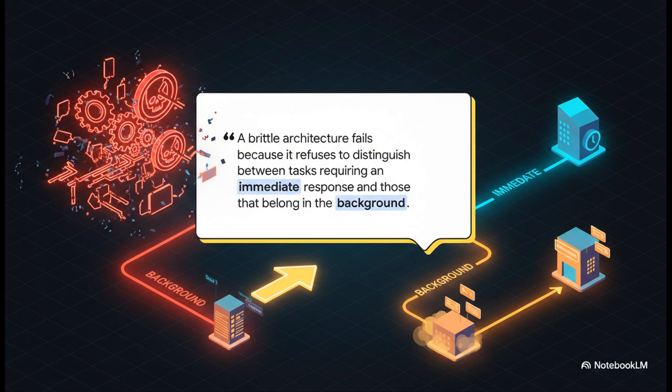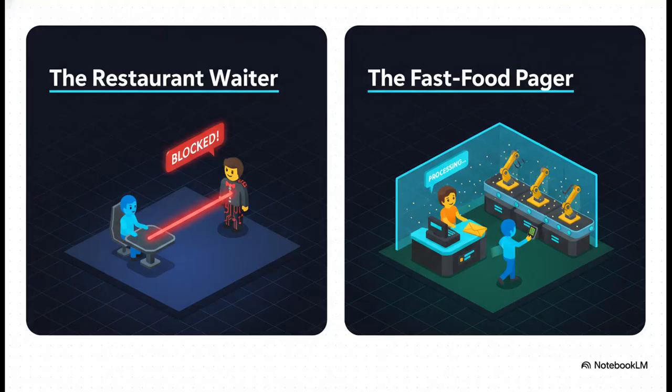And as this quote puts it so perfectly, that inability to tell the difference between what needs to happen right now and what can wait a second, that's exactly what causes it to break. And that costs you users, and it definitely costs you money. So how do we fix this? How do we build something that's not brittle?